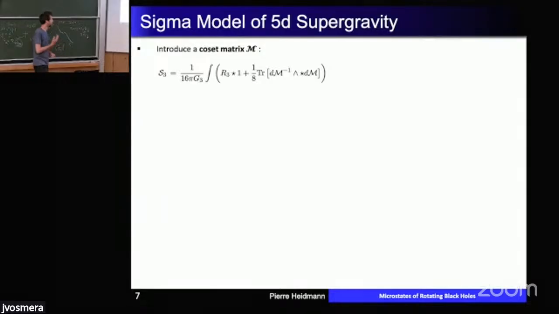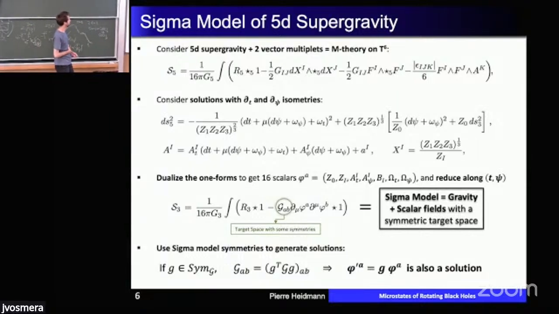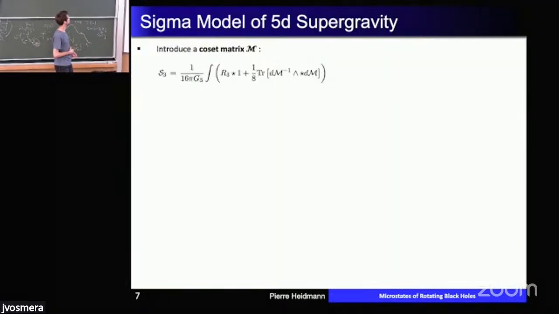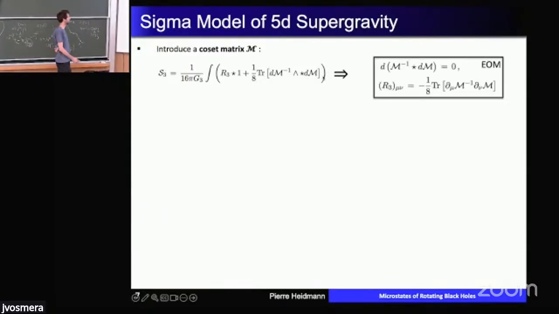Okay, so how to organize this thing more precisely? The way to do it is usually we don't work with this 16 by 16 matrix. It's pretty ugly. So what we do is we essentially reorganize the scalar target space in terms of a coset matrix M. So here is just a reorganization of the thing. The equations of motion of 5D supergravity in this framework are pretty simple in terms of this coset matrix M.